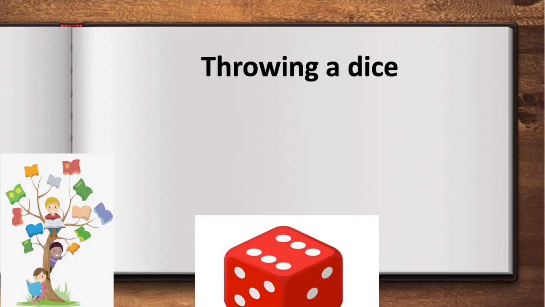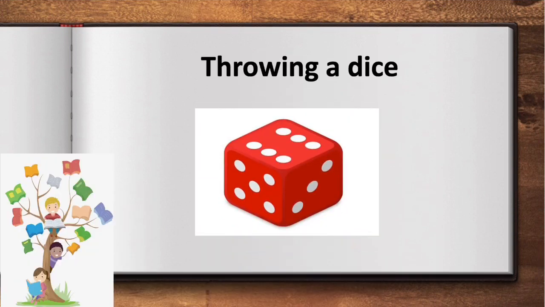Next is throwing a dice. We all know how to play Ludo, like that. In this also we throw a dice. If the number comes below or equal to 3, subjects will be assigned to the experimental group, and if the dice number comes above 3, subjects are assigned to the control group.